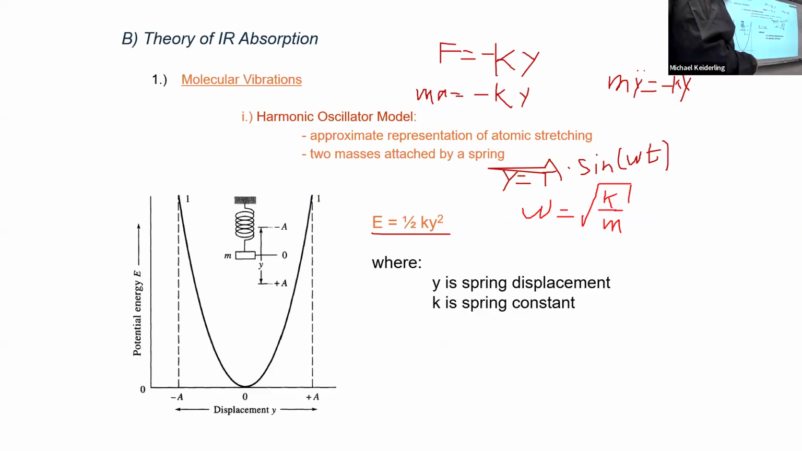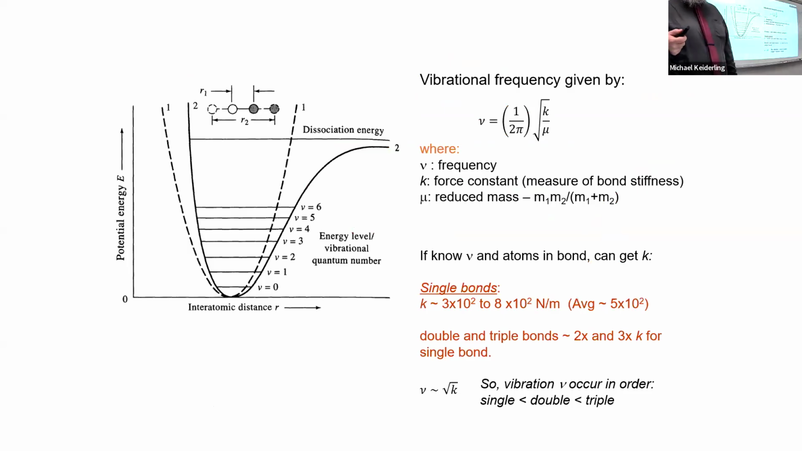The harmonic oscillator model says that the energy is 1/2 ky squared, where y is the displacement. When you take that energy well and apply quantum mechanics to it, well, just if you do it classically, it has a vibrational frequency of 1 over 2 pi times the square root of k over mu, where mu is the reduced mass. And if you know the frequency and the atoms in the bond, you can get k. And so double and triple bonds are about 2 to 3 times the k of the single bond. The vibrations occur single, double, triple.